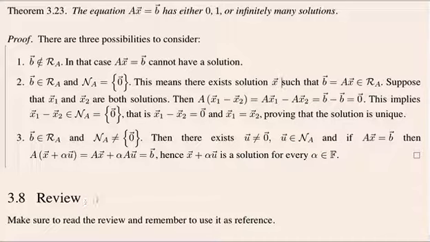The last section in this chapter is a review. This lists all the properties of Gaussian elimination and also the matrix vector products and the ranges and the null spaces. So make sure you read the review part and also use this as a reference in the future.